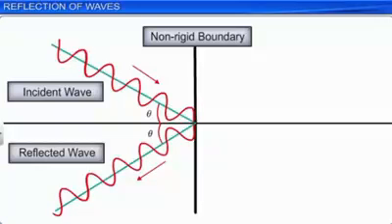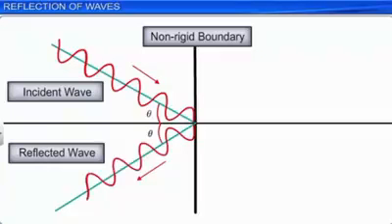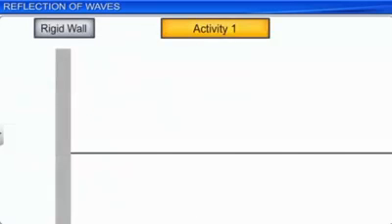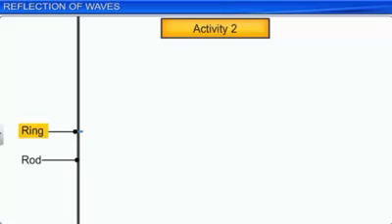To understand the phenomenon of reflection of waves, let us perform two simple activities. In the first activity, the left end of a string is fixed to a rigid wall. In the second activity, the left end of the string is tied to a ring which can slide up and down without any friction on a rod. A single pulse is generated at the free end of the strings.